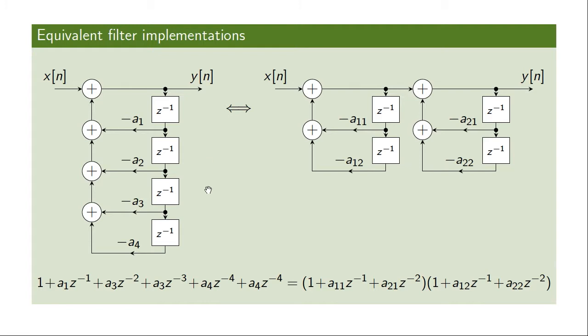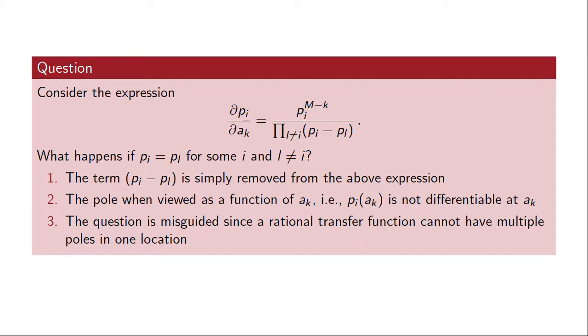And this is also similar to the result that we saw in the previous video when we had a more head-on approach to study the sensitivity. So let's consider the expression that we were working with, namely the derivative of the pole position with respect to the coefficient, given by this ratio of two quantities, p_i to the power of m minus k, divided by this product of terms involving the difference, or the distance, between the two poles in the complex plane.